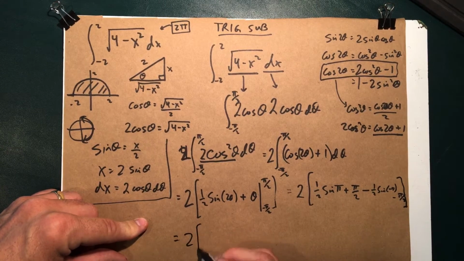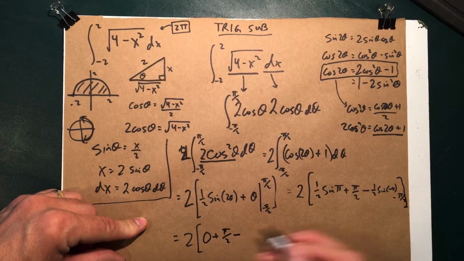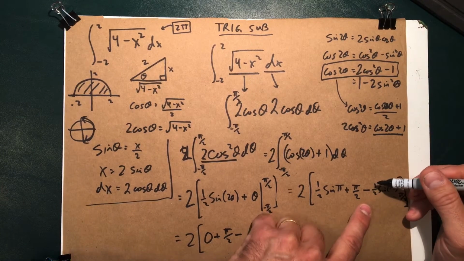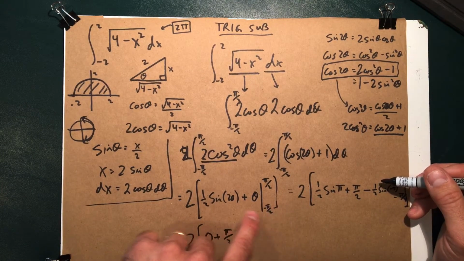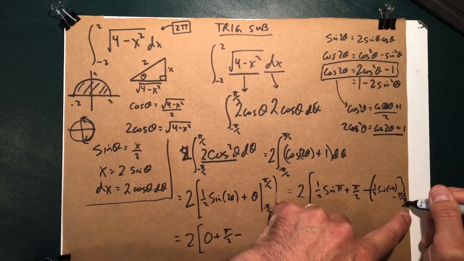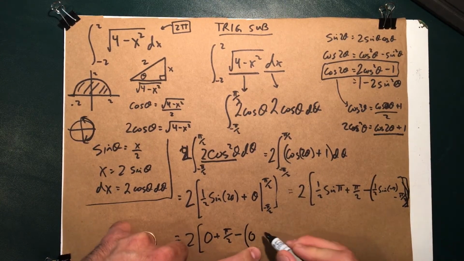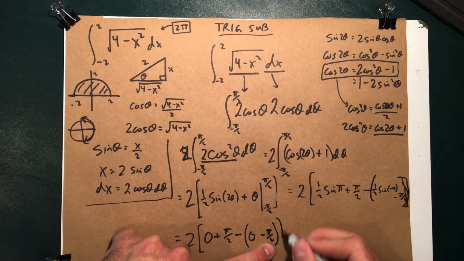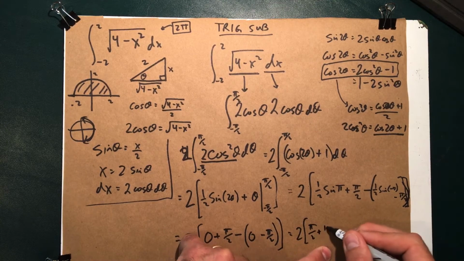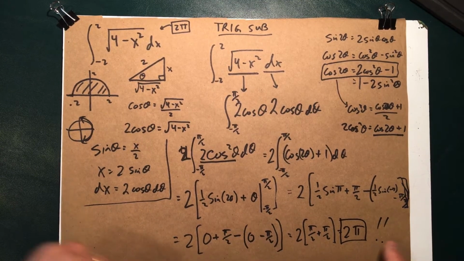So now I've got 2 of this. Now sine of pi is 0. 0 plus pi over 2 minus sine of negative pi. Okay, hold on. Minus, that one's 0. Now I have positive pi over 2 from subtracting negative pi over 2. And that's good, because now I've got 2 times pi over 2 plus pi over 2, which is 2 pi. Hey, that's what we wanted. 2 pi. Yeah, it worked.